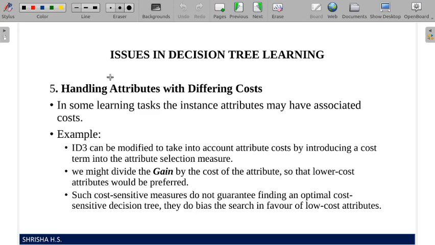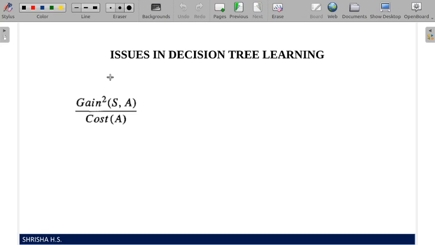Okay, so we have one example: take the square of the gain and divide it by cost. If the denominator is more, that is, if the cost is high, the total value of this will come down. If the denominator cost is low, the total value of this equation becomes higher. So by this we are accounting for cost in our gain instead of only considering the gain.